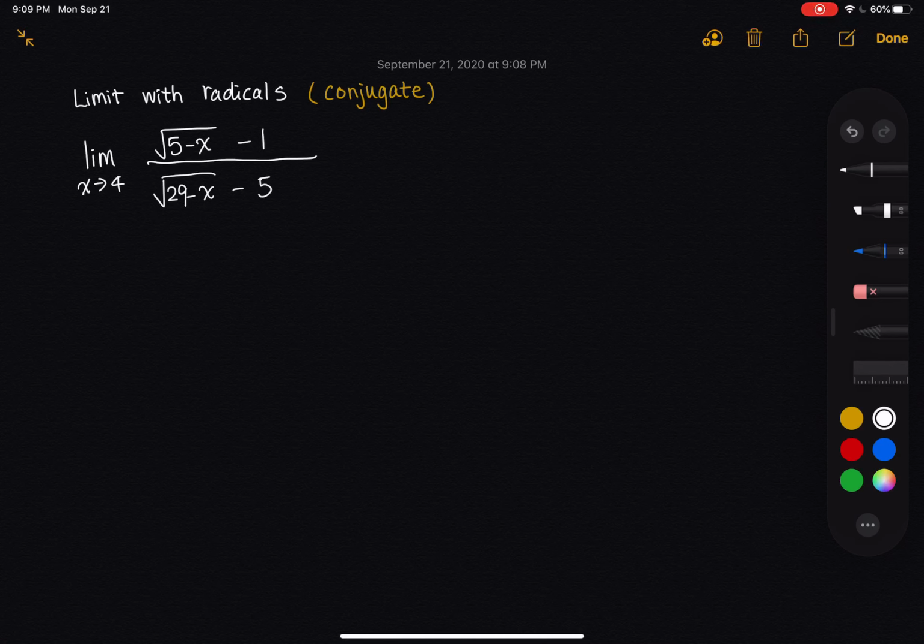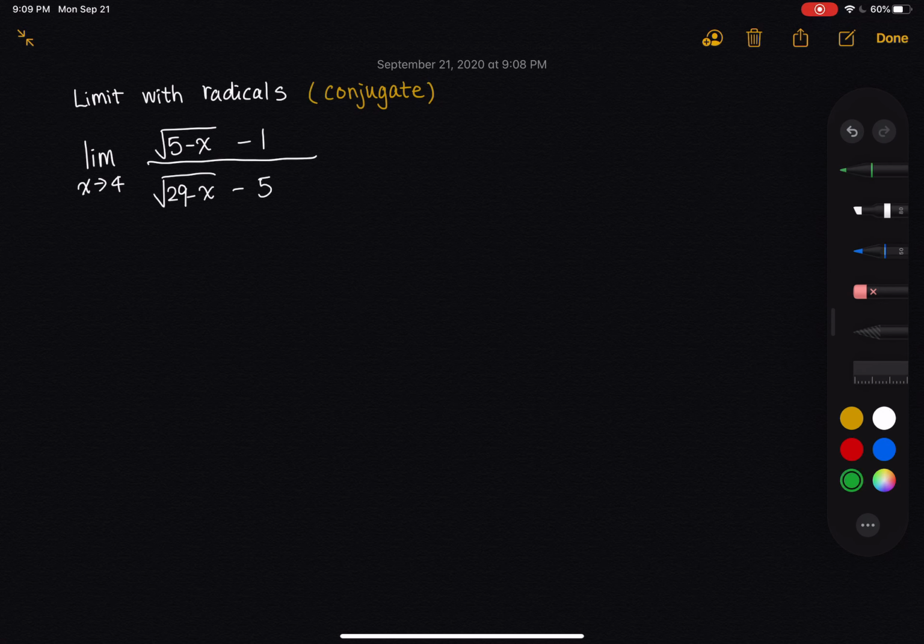Limits involving radicals. The standard technique when you see a radical expression in a limit is to multiply the top and bottom by the conjugate of the radical expression. However, in this problem, we have two radical expressions that are not the same. So how do we deal with it? Well, we have to multiply by the conjugate twice.